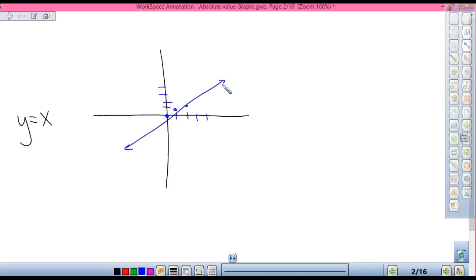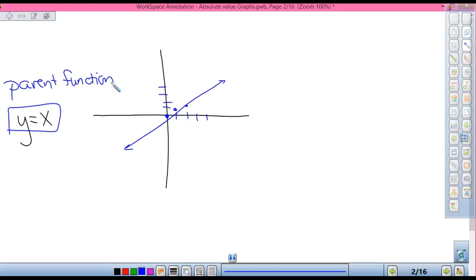Okay? This is called the parent function of our line. Okay? It's where it goes through 0, 0, and it just goes up one, over one.